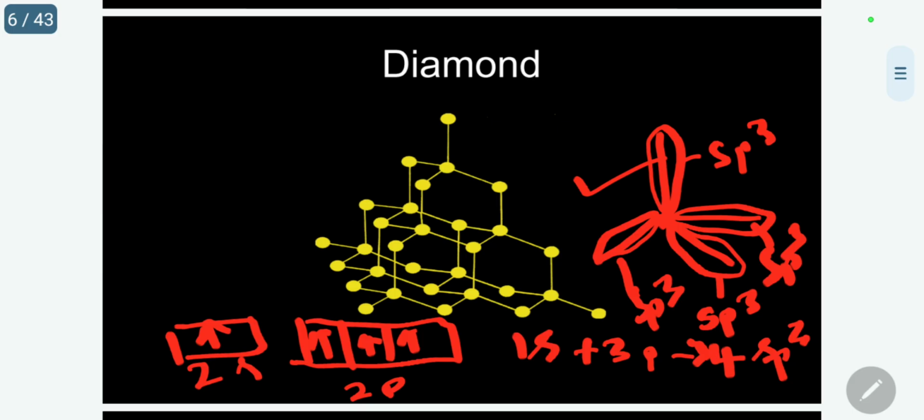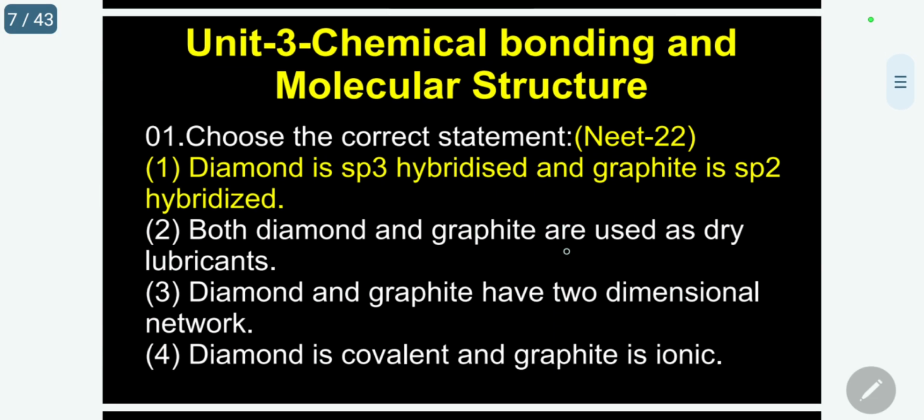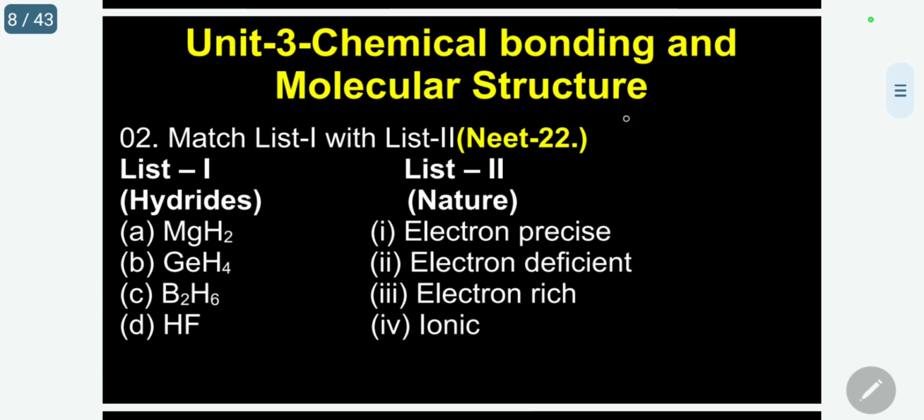Very, very important information. Graphite is sp2 hybridization, diamond is sp3 hybridization. So the correct answer is 1. That is, diamond is sp3 hybridized and graphite is sp2 hybridized. I hope it is very clear. Now let me go for the second question.